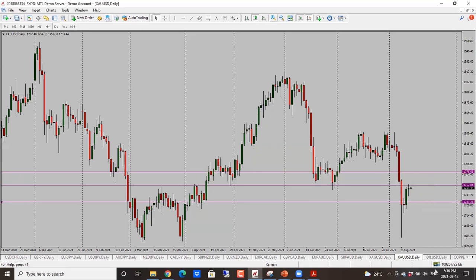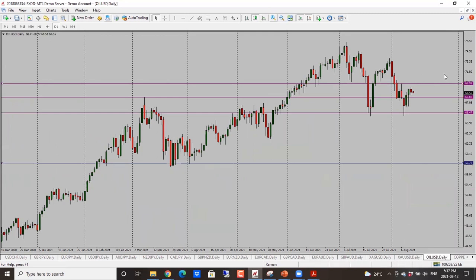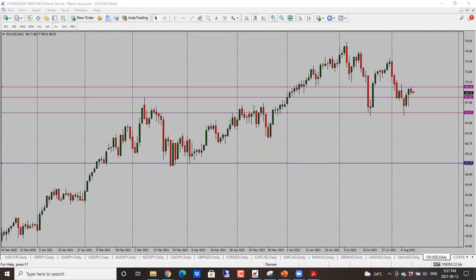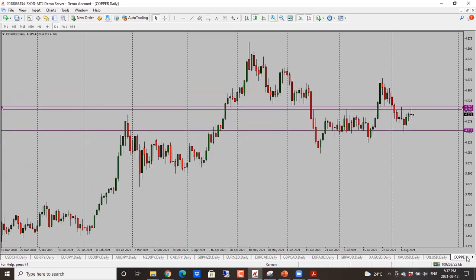So neutral bias. Oil here, oil not able to hold on to that strength. With any kind of talk about that Delta variant, this is negative for oil. So we'll have to just keep that in mind if you are trading oil. Bias here is more to the downside. Target is 67.85. That's the first target. And then second target we're looking at is 66.50. So bearish bias for oil.